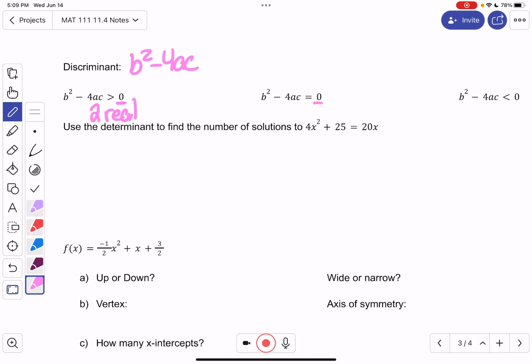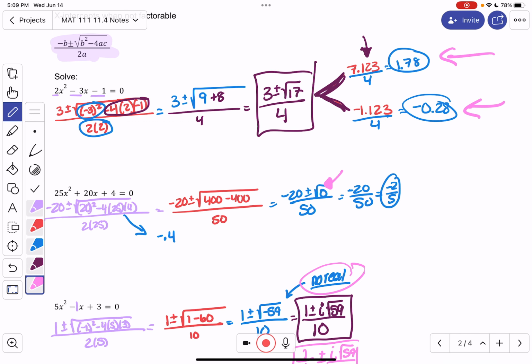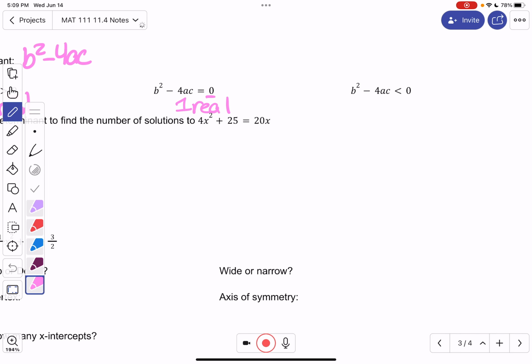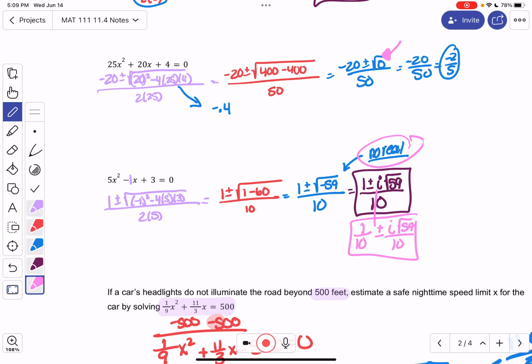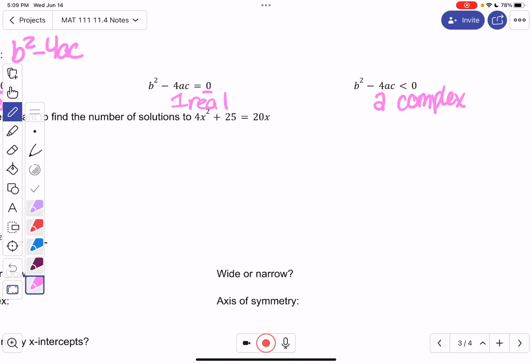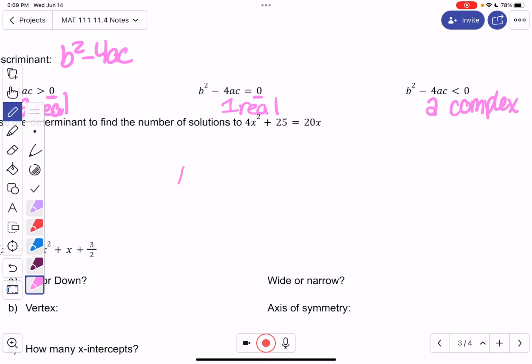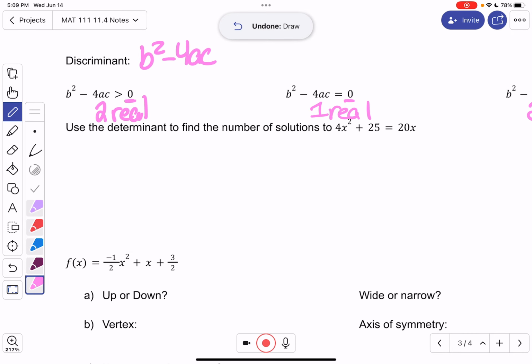If it equals 0, you're going to get one real solution. That's this middle one. We had the 0 there, one solution. If it's negative, we're still going to get two solutions, but this time they're complex instead of real. Here we had the i's. It's a shortcut so you kind of know what you're getting into. So use the discriminant to find the number of solutions.